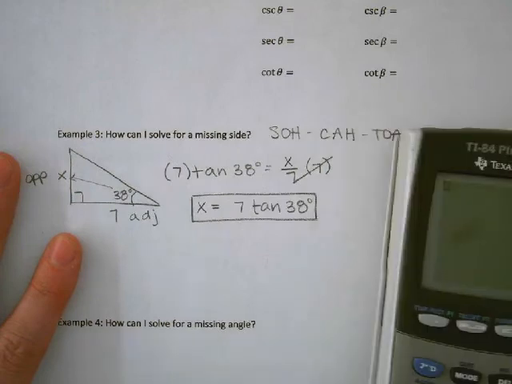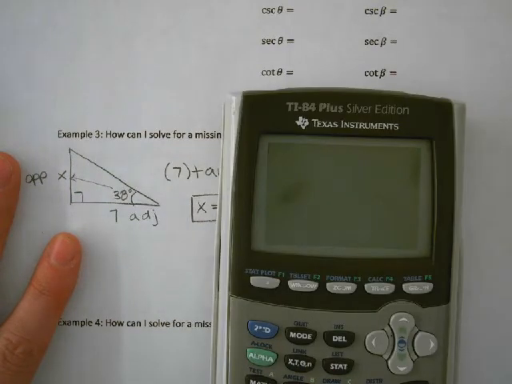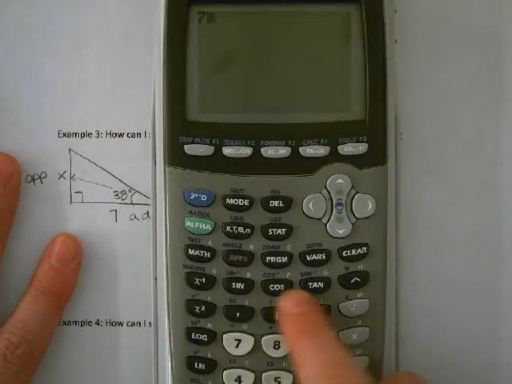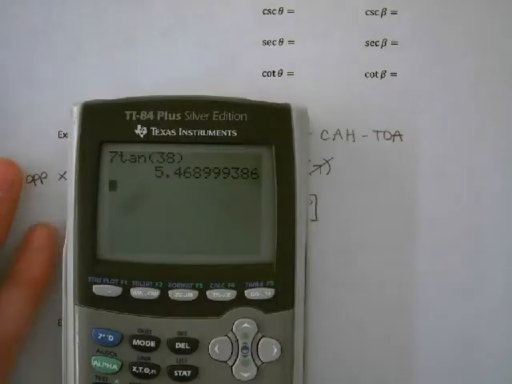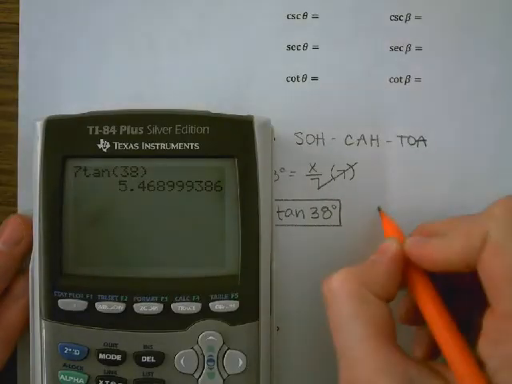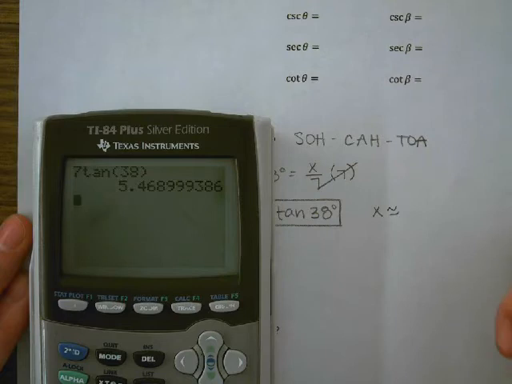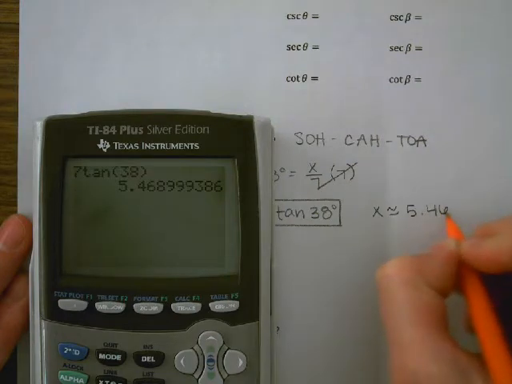So I'm just going to type this in exactly the way it looks. I've got 7, the tan button, all those 3 buttons are right here, so 7 tan of 38. And these are usually going to be decimal answers. And so I'm going to say that that side length x is approximately 5.469.